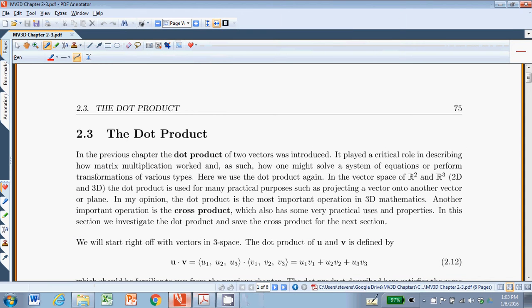Alright, in this chapter, we're going to discuss the dot product. It is my favorite operation in 3D math. We actually already covered this in Chapter 1, where we defined a dot product between two vectors, and that helped us solve systems of equations or perform transformations of various types. Here we're going to use the dot product again, only now we're going to use it to do some operations in 2D and 3D in terms of trig. We're actually going to do some trig without doing any trig, and that's what makes the dot product so wonderful.